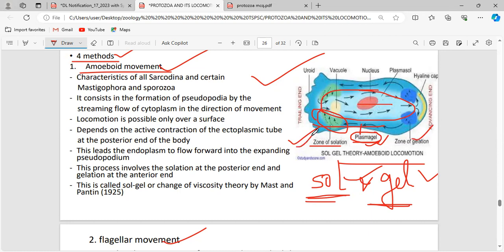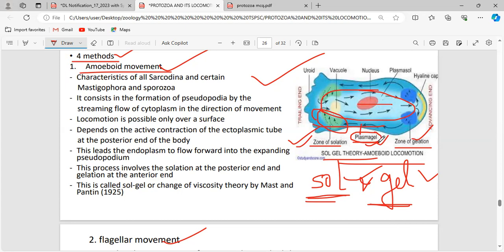Zone of isolation means the place where the plasmogel is converted into the plasmosol, and the zone of gelation means where the plasmosol is converted into the plasmogel. This is called the sol-gel theory. In simple terms, we can say that their movement is induced by converting the viscosity or rigidity.